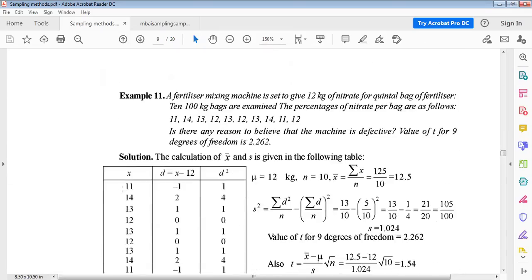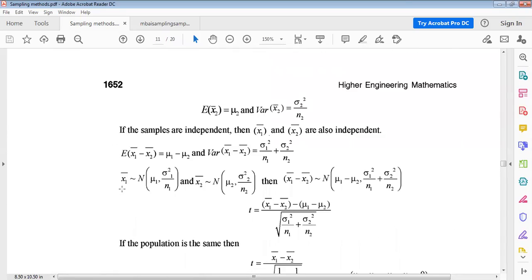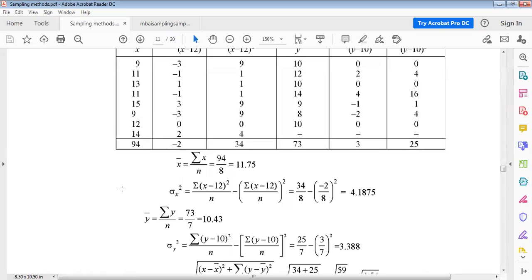Okay, this is the end of sampling. I hope everybody can do this and understand. First of all, you have to concentrate on testing of hypothesis in the previous 3 lectures. If you complete the previous 3 lectures, then you can say that sampling will be very easy for you. Okay, thank you.